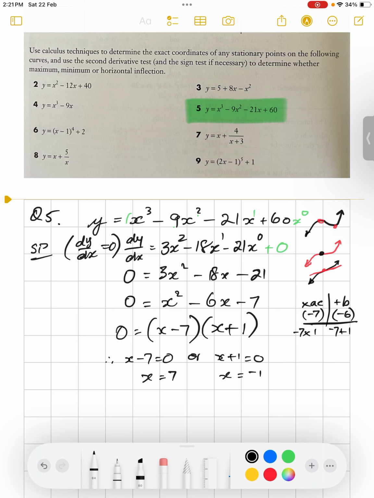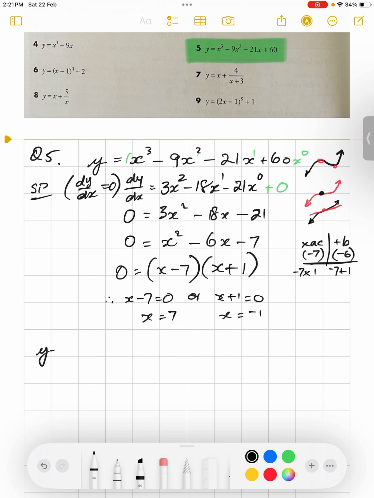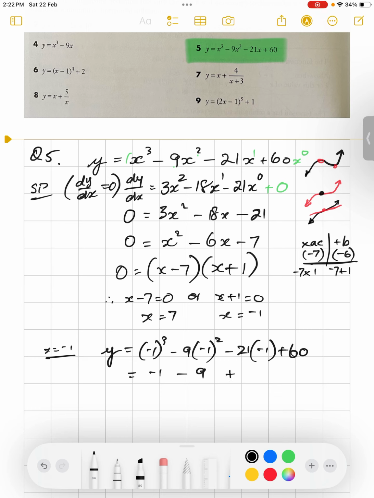So there's our two x values. To find the y values, you substitute x is negative 1 into the function. So we've got negative 1 cubed minus 9 times negative 1 squared minus 21 times negative 1 plus 60. So we've got negative 1, take away 9 because negative 1 squared is 1, plus 21, two negatives. So we've got 81, take away 10 is 71. So here's a stationary point, negative 1, 71.